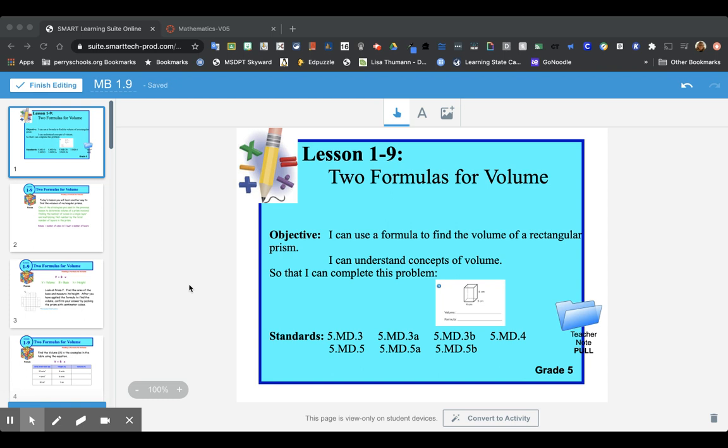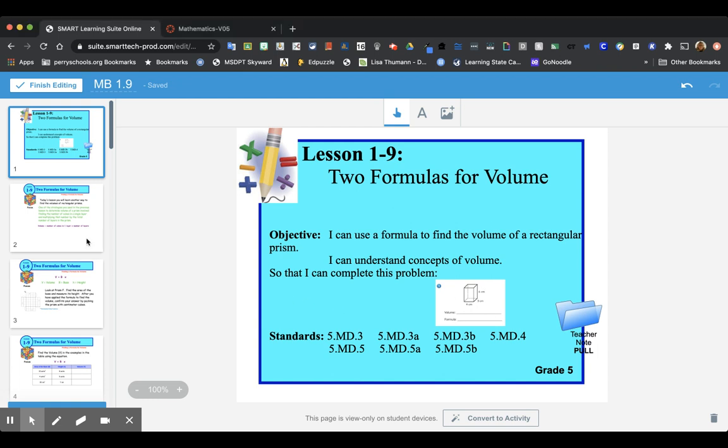So in the past few lessons, we've been talking about volume and creating layers, looking at the length, the width, the height. Today, we're going to talk about those formulas that we've already kind of been introduced to in lesson 1.9. Our objective is to be able to use a formula to find the volume of a rectangular prism and also to understand those concepts of volume, to be able to solve problems like the one that is here.